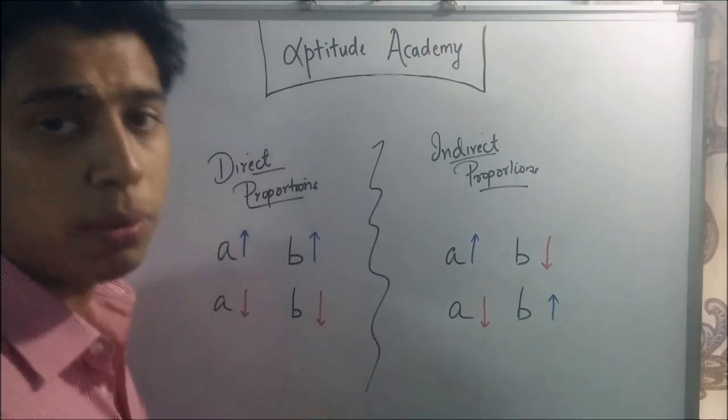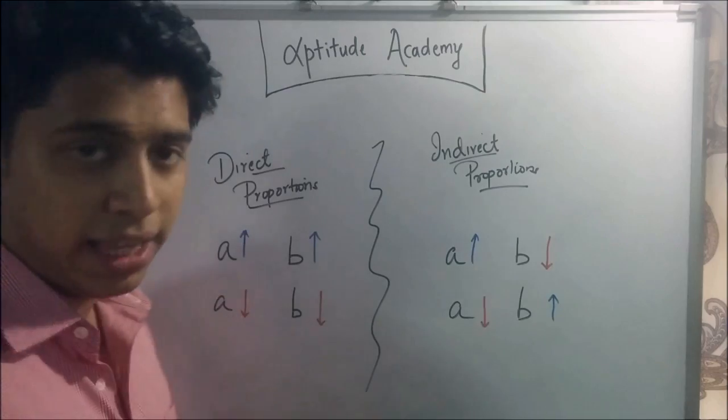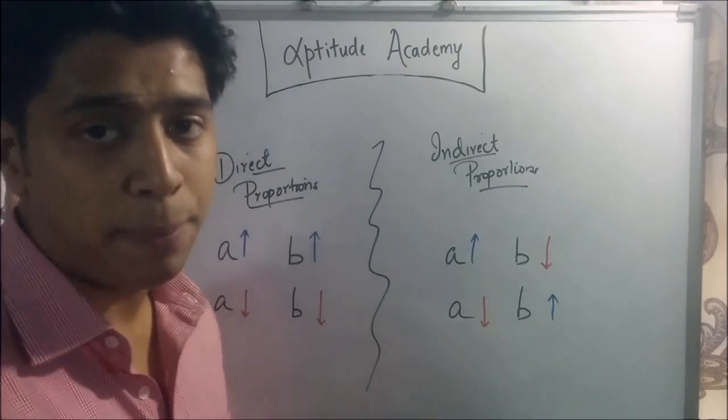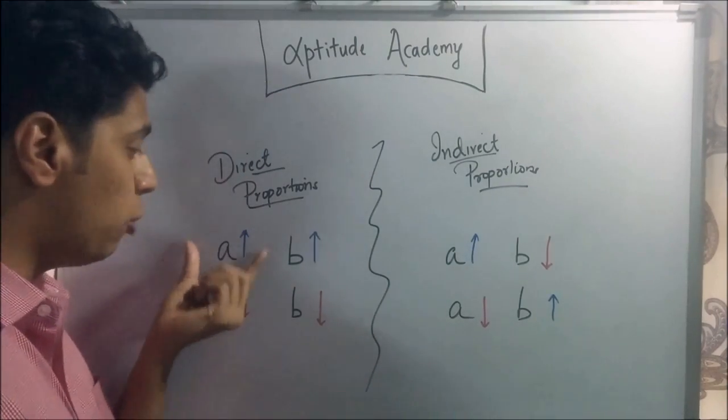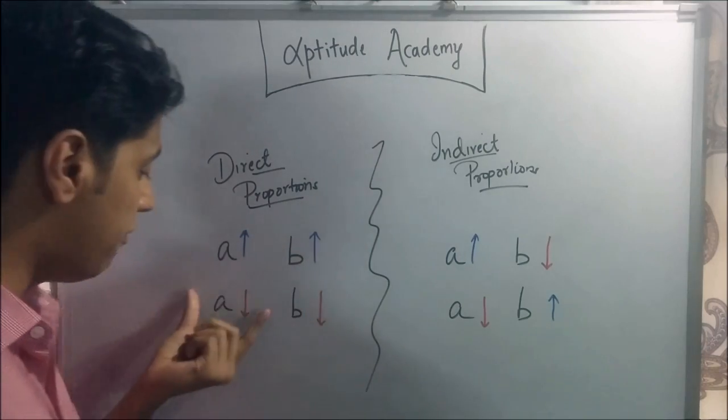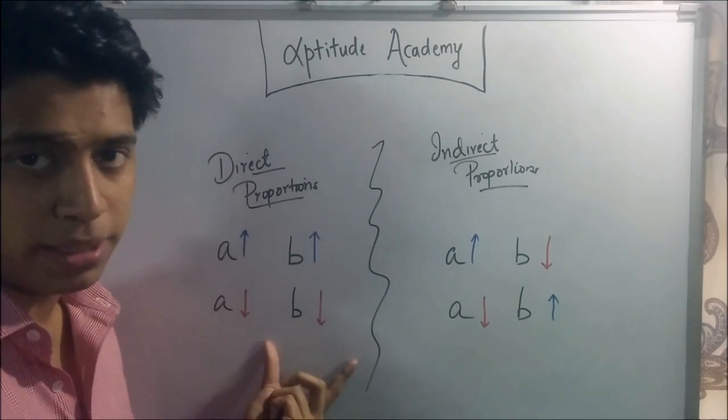For example, say you go to a market and A denotes the amount of money that you have and B denotes the number of apples you can buy. So if you have more money, you can buy more apples. If you have less money, you'll be able to buy fewer apples, right?